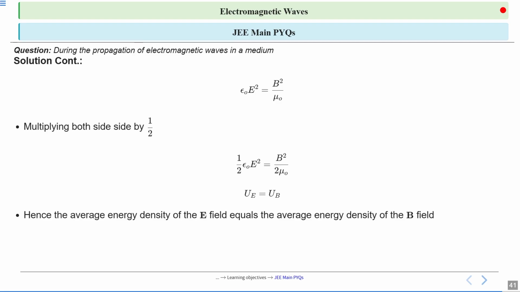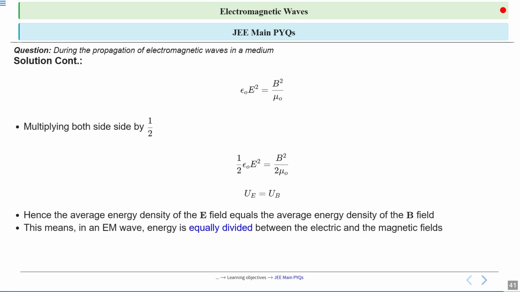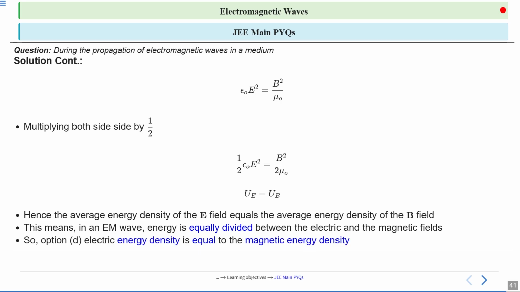Hence the average energy density of electric field equals the average energy density of magnetic field. This means in an electromagnetic wave, energy is equally divided between the electric and magnetic fields. So option D, electric energy density is equal to the magnetic energy density, is correct.